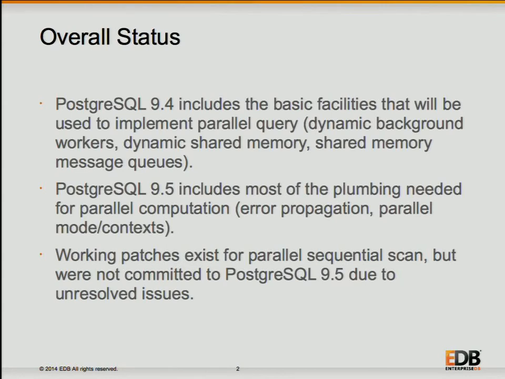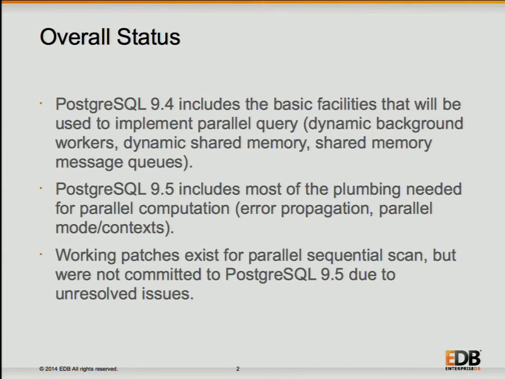So in the 9.4 cycle, basically what we got in place was a bunch of infrastructure that is targeted toward parallelism, but is actually pretty general. Lots of people are excited by dynamic background workers and using them for other things. A somewhat smaller number of people are excited about dynamic shared memory, but that too is being used for other things. And bugs even in the shared memory message queues were reported by people who weren't me. That means somebody actually took my code and used it to do a thing that I was not planning to do with it, which was pretty cool. Now in PostgreSQL 9.5, we made a lot more progress specifically toward parallel computation.